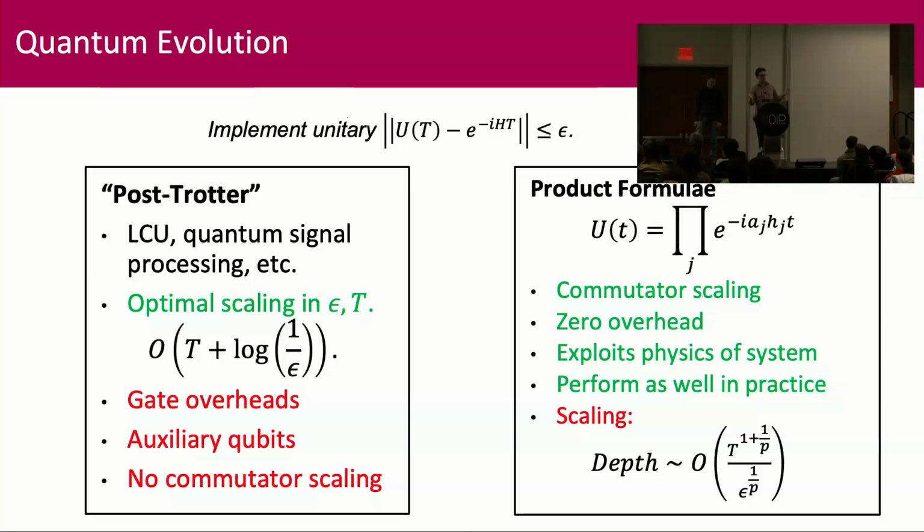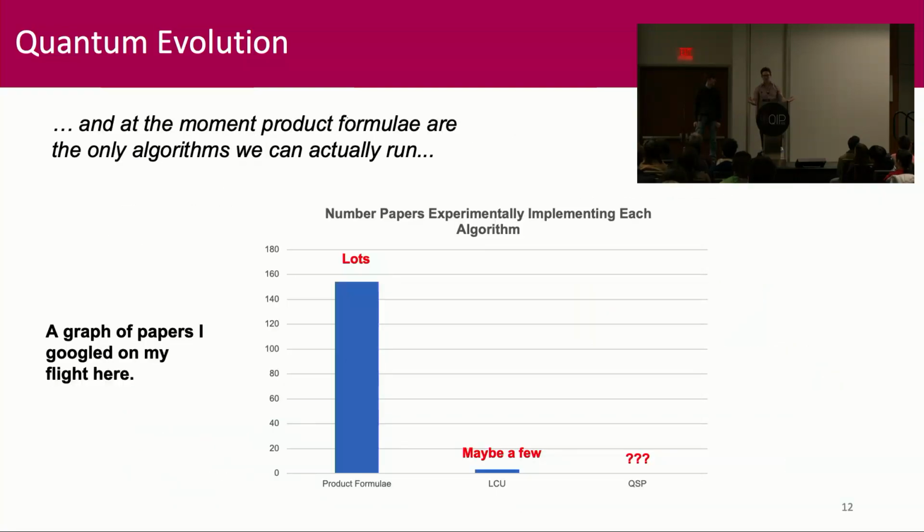But even if you don't believe me, you don't believe smarter people than me, at the moment, product formulae are kind of the only thing we can really implement. So on my flight here, I had a nice 10 hours on my plane. I tried to look through the literature and see what kind of algorithms people are implementing. And this very scientific graph came out. As you can see, there isn't really much in the literature where people have convincingly implemented LCU or quantum signal processing, maybe. You can maybe debate that graph with me later, but it's very hand-wavy.